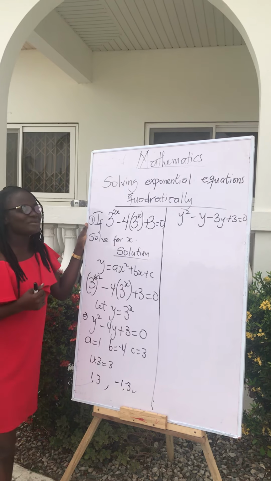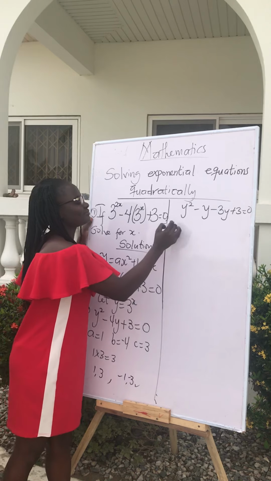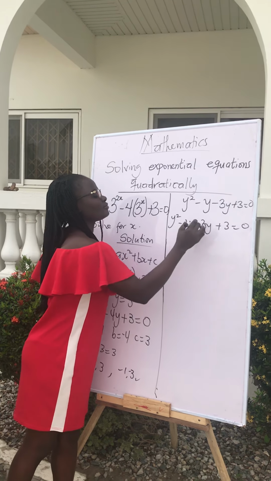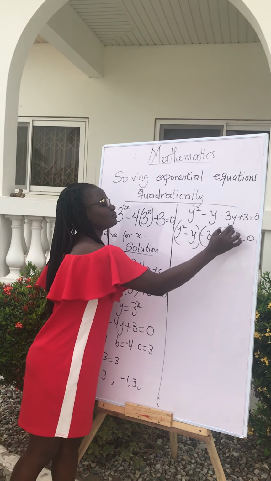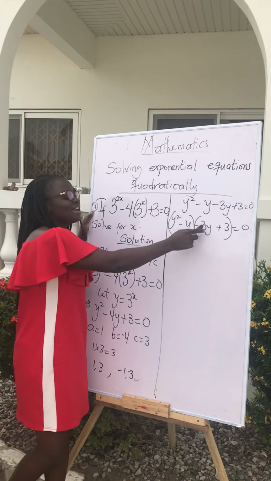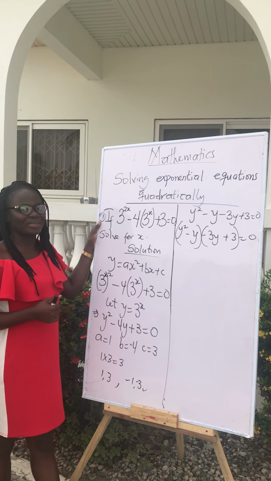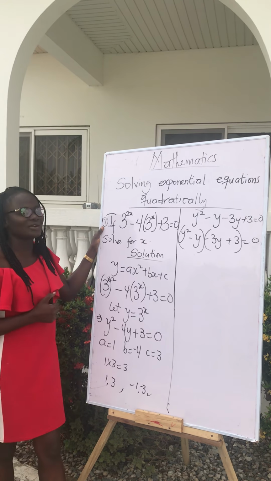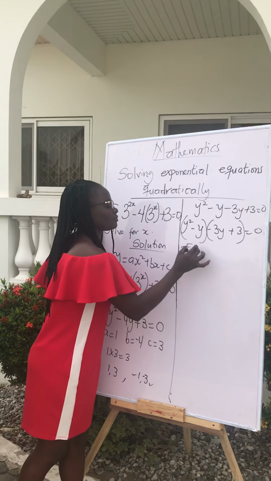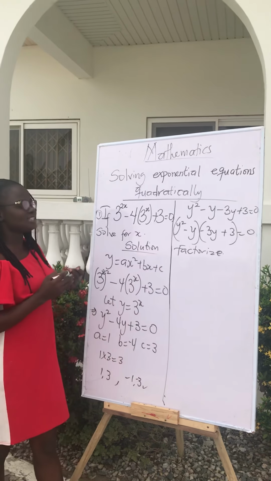You are not done. We break this into 2. The y squared minus y will go into one bracket. The negative 3y plus 3 will also go into the other bracket and equate all to 0. Now we are to factorize out, factorizing what is in the bracket.